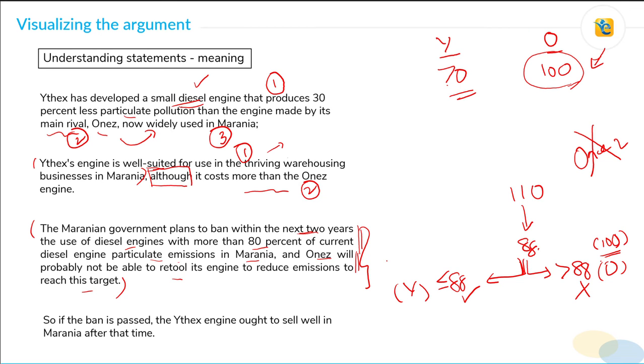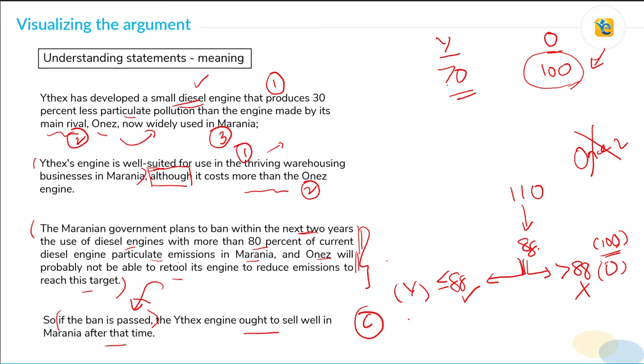Alright. So it is based on this that the author is now drawing a conclusion. If the ban is passed, the Ythex engine ought to sell well in Marania after that time. So what does this mean? Firstly, you have to notice that this is a hypothetical situation. We are not being told whether the ban is actually passed or not. In the situation that the ban is passed, then the Ythex engine ought to sell well, or is expected to sell well, in Marania after that time. So this of course is the main conclusion. So there you have it. It's all about making sure that you go slow and unpack each and every aspect of each and every sentence.